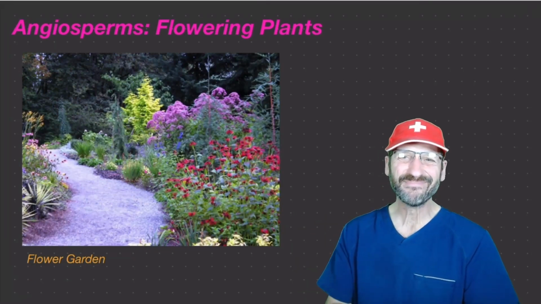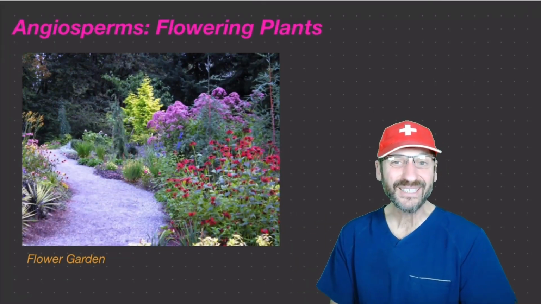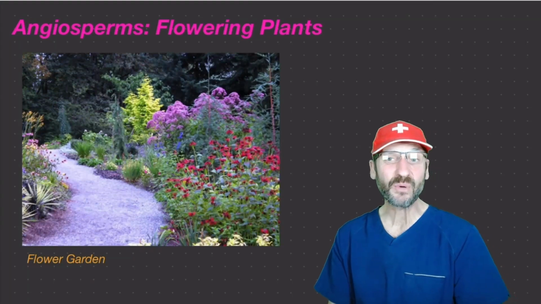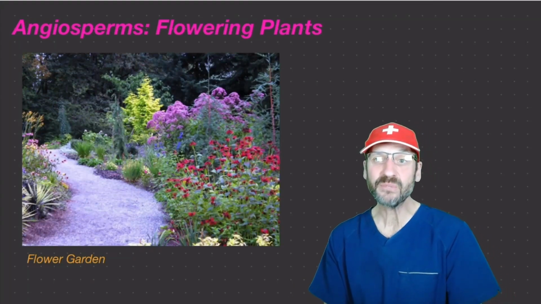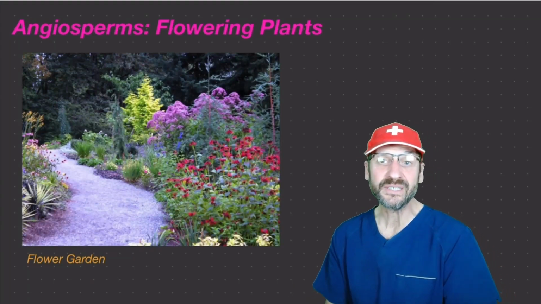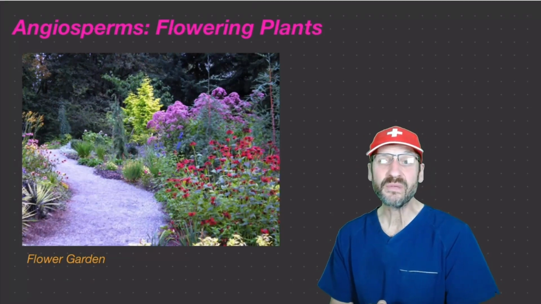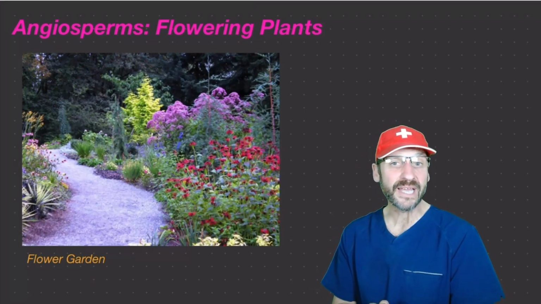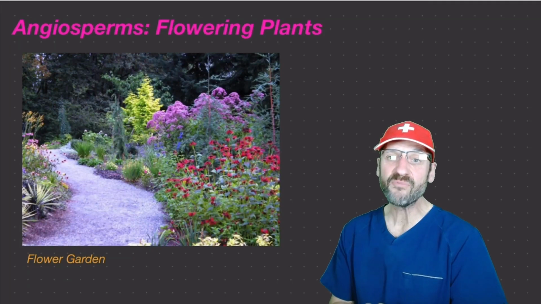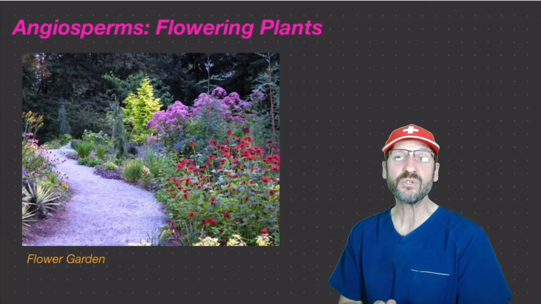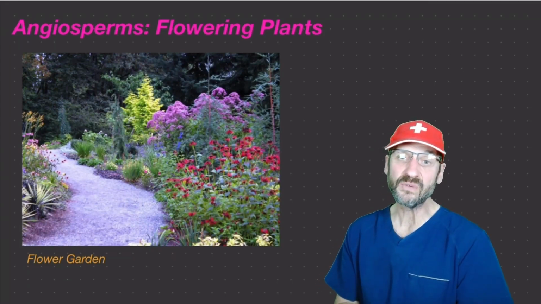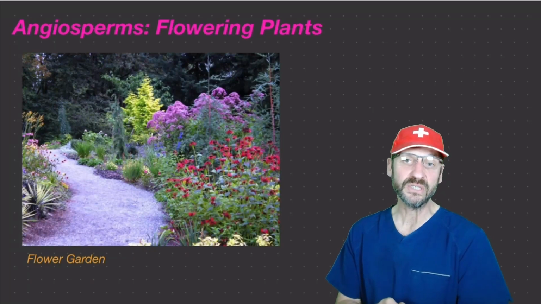Welcome back. Let's now talk about angiosperms. Angiosperms, or flowering plants, first appeared in the early Jurassic period around 150 to 200 million years ago. This was the age of the reptiles. They have become the most widespread and diverse group of plants with over 260,000 species.